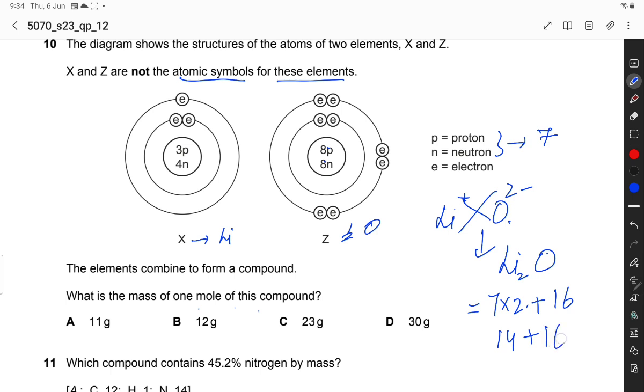14 plus 16 is equal to 30 gram. So D option is correct option.